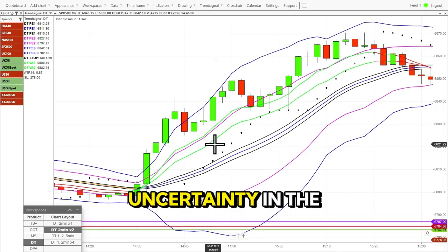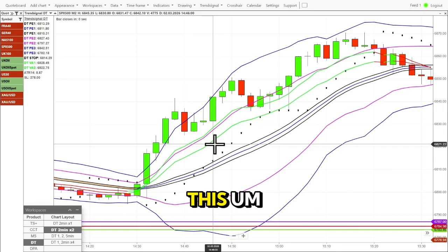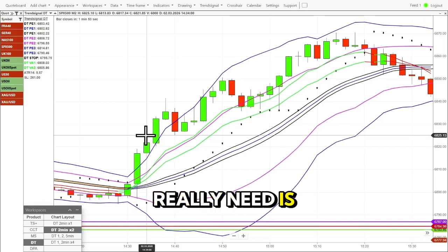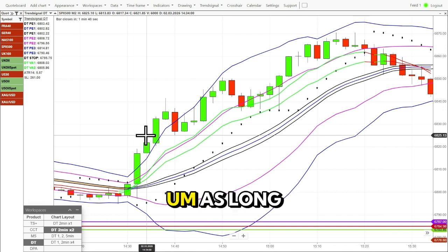There's a little bit of uncertainty in the market right now as people aren't really sure how long this Iranian strike situation is going to be lasting. So what we really need is a way to have confidence in getting in on, I suppose, what you might think is the wrong side of the trade. Everybody's expecting the market to sell off in a huge way, but there are opportunities to get into those little bounces back in the right direction, as long as you know how to do it.